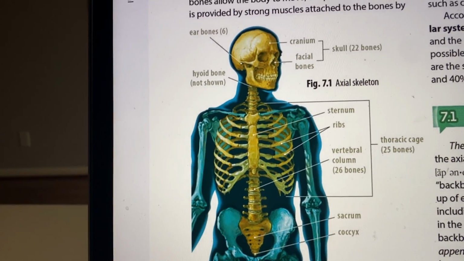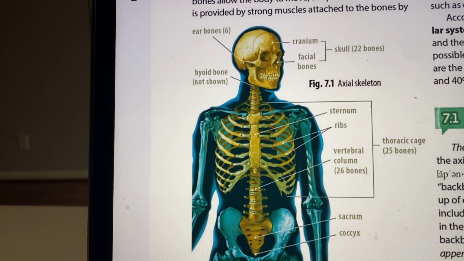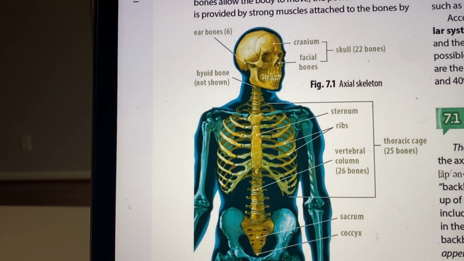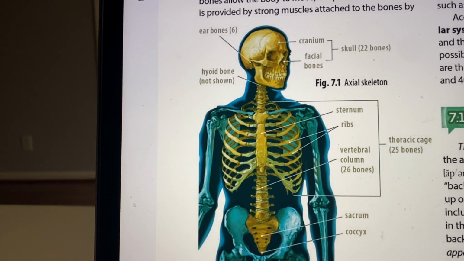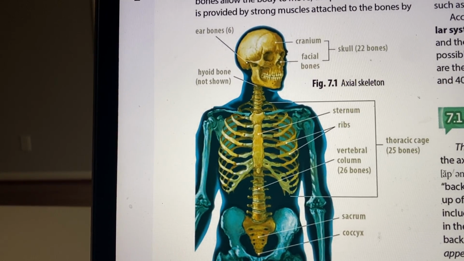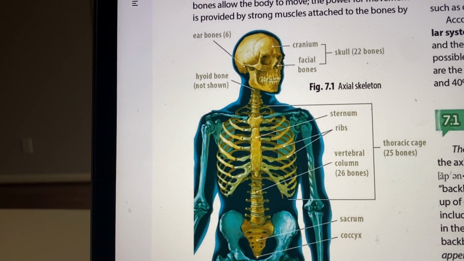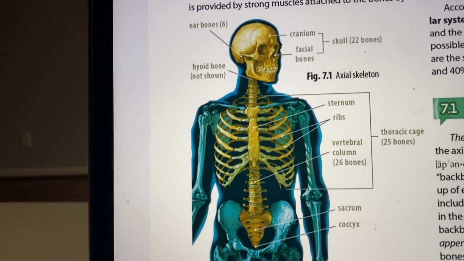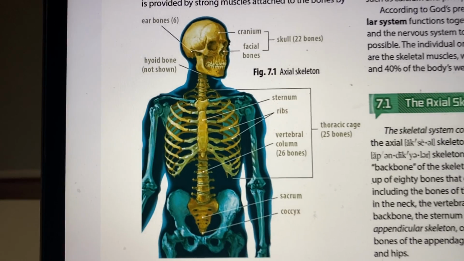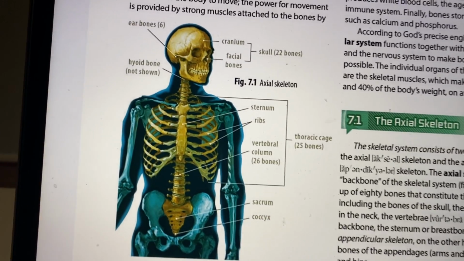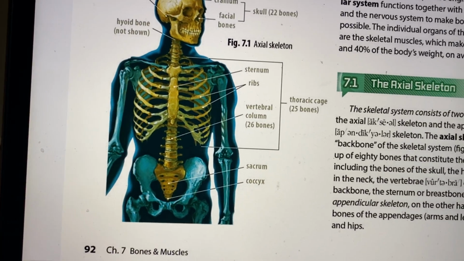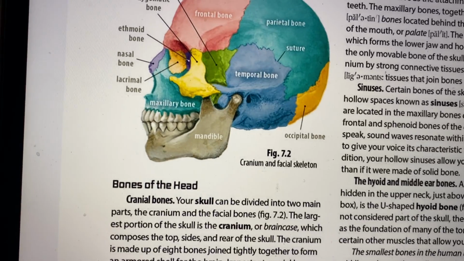So we have the cranium, facial bones, ear bones, hyoid bone, the sternum, ribs, the vertebral column, which is 26 bones in all, and the thoracic cage of 25 bones, and down into the sacrum and the coccyx. Okay, so let's go on. We'll go on to the appendicular, a little bit more into the skull.